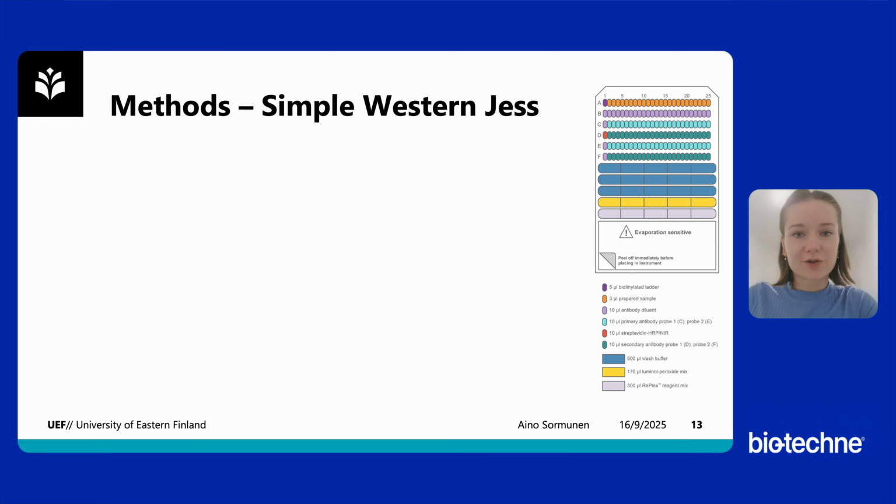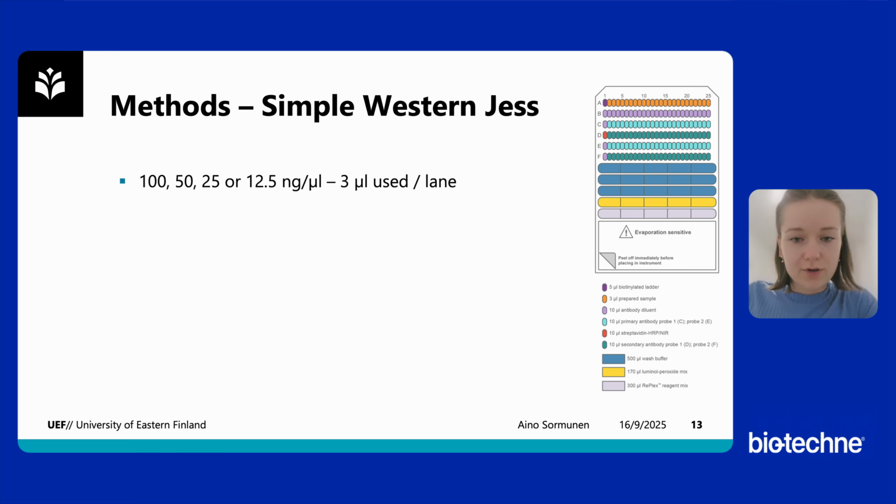So next, we move on to the simple Western Jess. Previously I mentioned the special plate that you pipette on, and here you can see an example of it, and the legend shows you where everything goes. For the samples, we used concentrations of 100, 50, 25, or 12.5 nanograms per microliter, and from these 3 microliters was used per lane.